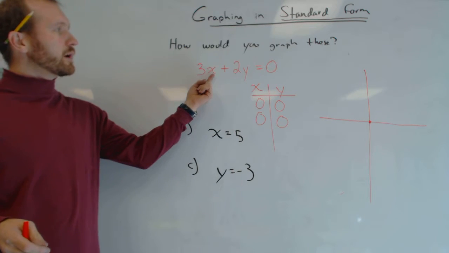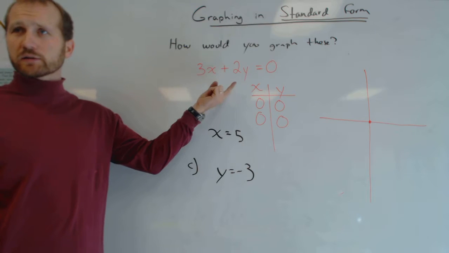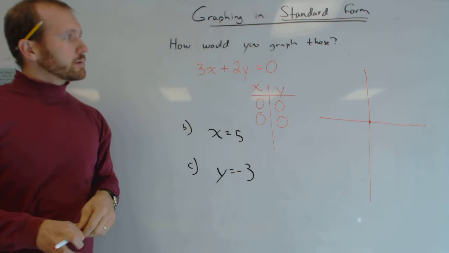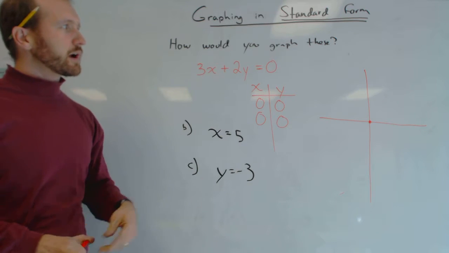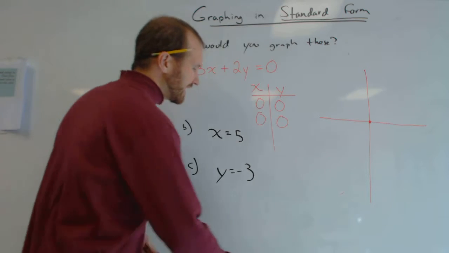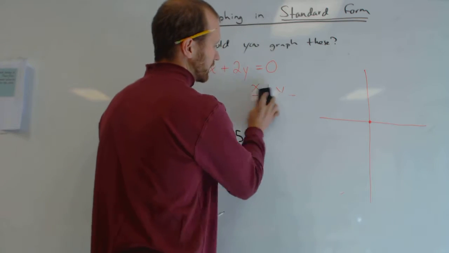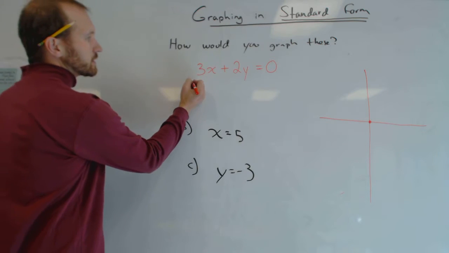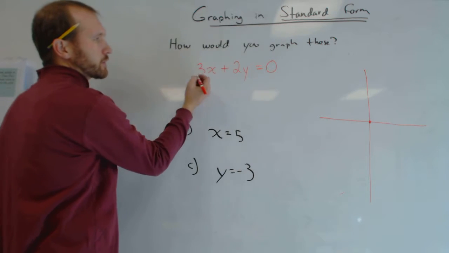I mean, if I plugged in 1 for x, I could solve that. 3 plus 2y equals 0. I could totally solve that. So there's a couple strategies you can use to graph when standard form equals 0. I think the one that is easiest is to just turn this into slope-intercept form.